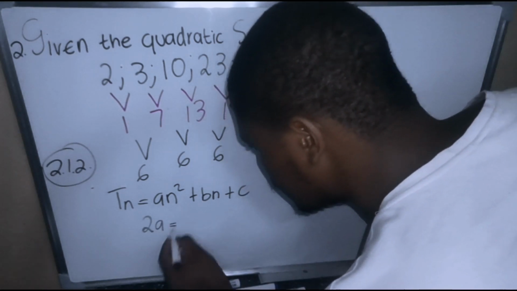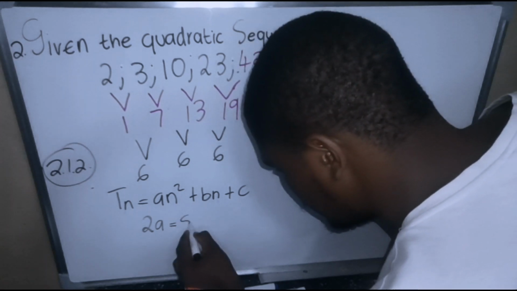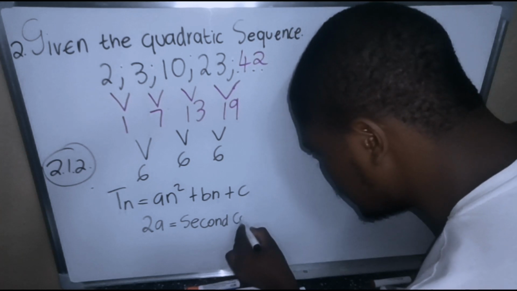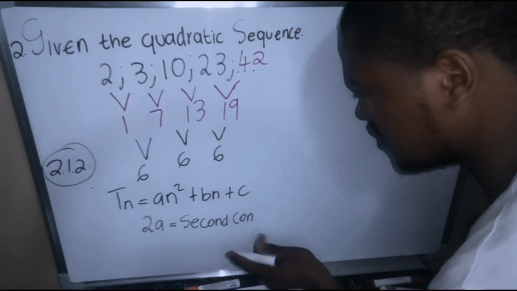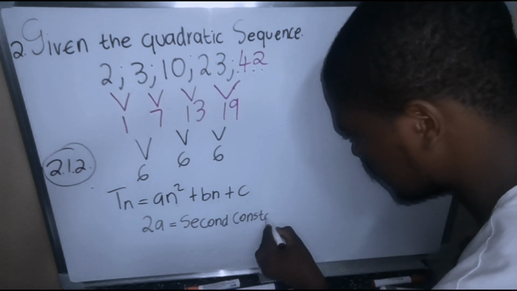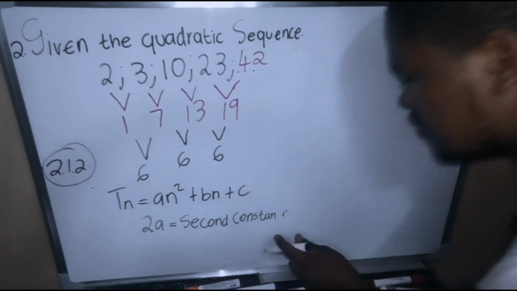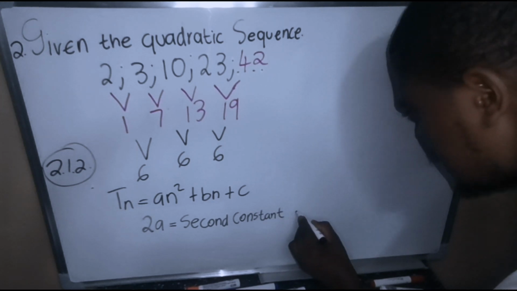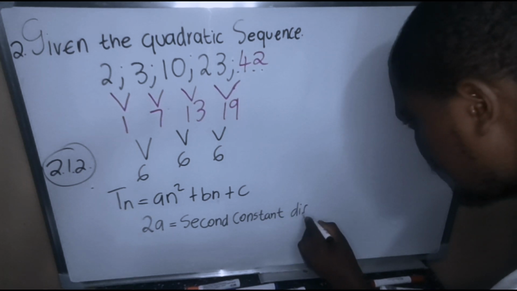2a is equal to the second constant difference. Second constant difference. Very important.